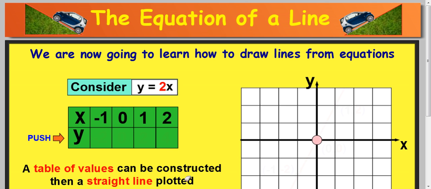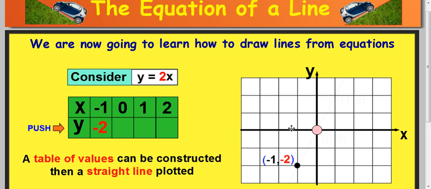Okay, so what that should look like if you've done your -1, -2, well, that's -1 and down 2. You can plot a point. We said this was 0, 0. That's just the origin. 1, 2, 1 along and 2 up. And the last one was 2, 4, wasn't it? So that would be way up here, but we don't have that. So I can connect up what should happen here. There's your straight line there. And that's you finished. You've constructed a straight line.